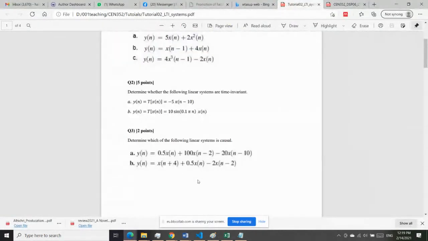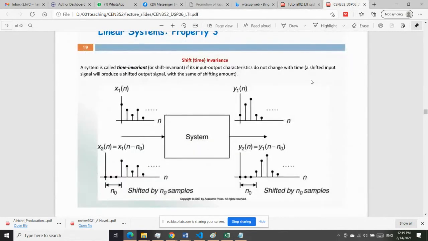Another question. Determine which of the following linear systems is causal. What does causal mean? Let's go back to the slides.